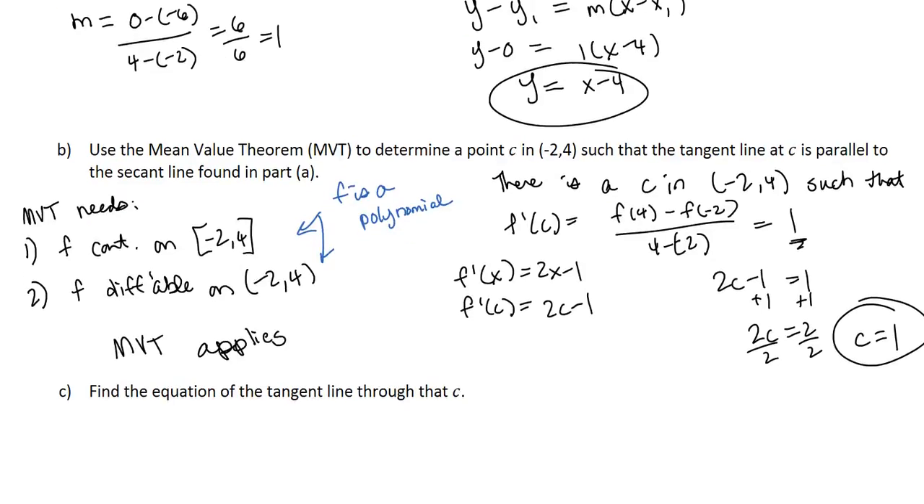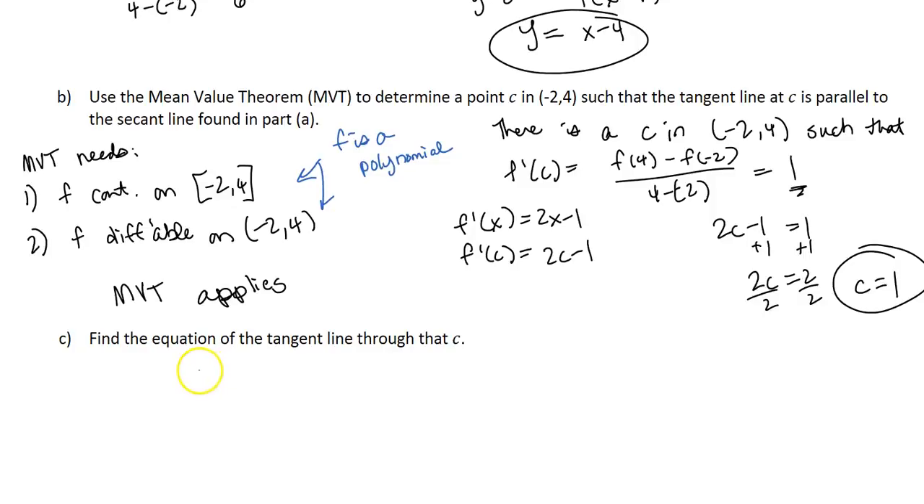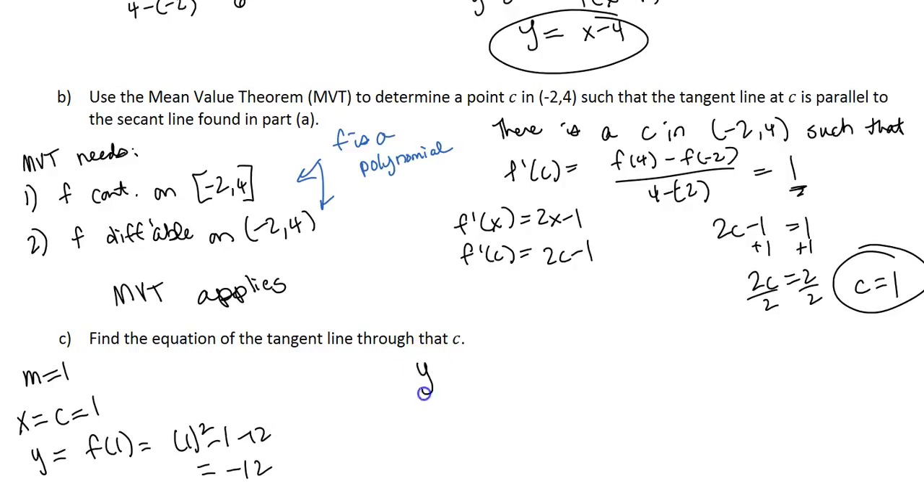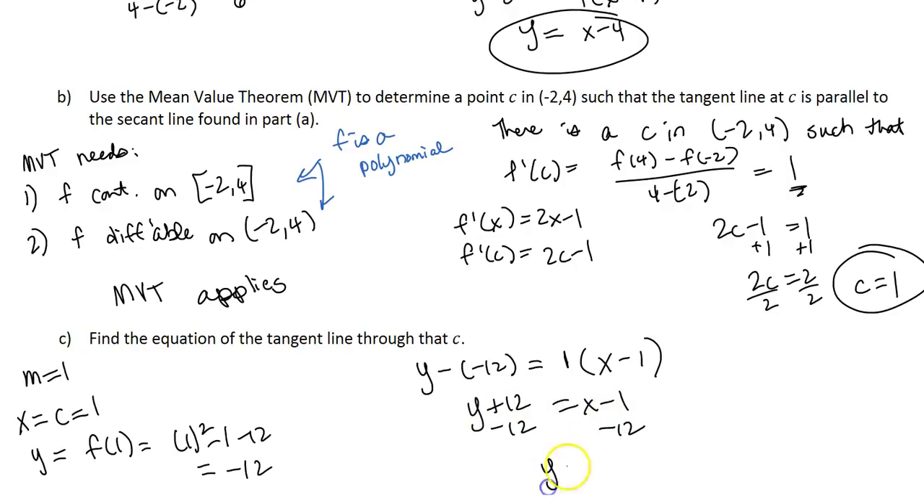So the next part says find the equation of the tangent line through that c. So we need to know the point. We already know the slope is going to be 1, but we need to know the point. So x is going to be c or 1, and y is going to be f of 1, which is 1 squared minus 1 minus 12, or negative 12. So I'm going to find the equation y minus negative 12 equals my m, which is 1, times x minus the x, which is 1. So y plus 12 equals x minus 1, and if I subtract 12, I get y equals x minus 13. So that is my line.